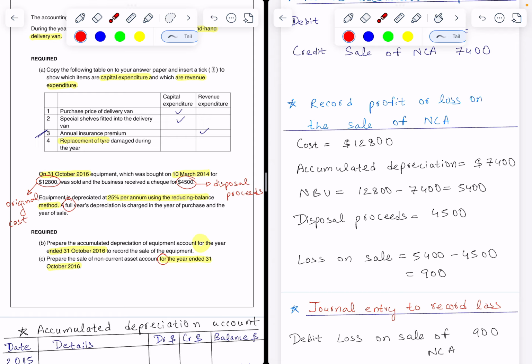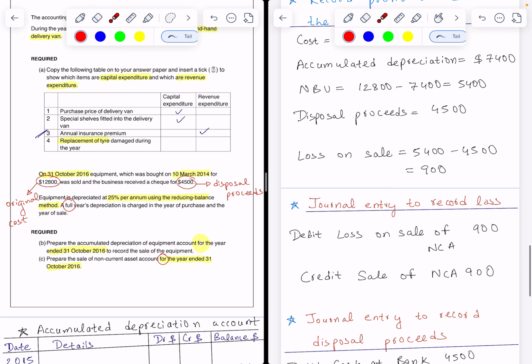So what's the journal entry to record this loss? All losses are an expense, right? And expenses by default are always debited when they increase. Therefore, you would be debiting loss on sale of non-current asset by $900, with the corresponding credit entry obviously being sale of non-current asset because that's what we're working with, and the amount here is $900.